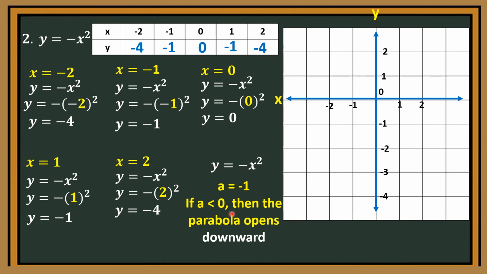So, graph natin. The first coordinate is negative 2, negative 4. So, x-axis mo, negative 2. Going to negative 4. So, nandito siya. Next, negative 1, negative 1. X-axis is negative 1, y-axis is negative 1. So, nandito siya. Next, 0, 0.